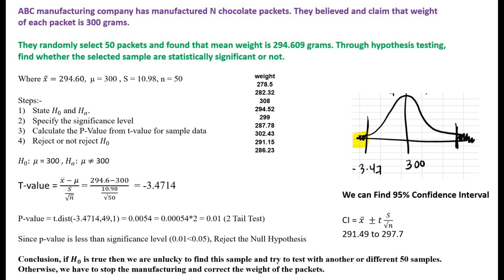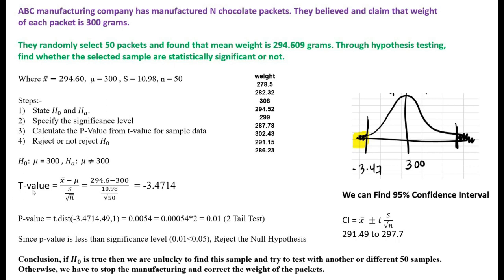Now, since the claim of the company is that each packet is equal to 300 grams, and there is an equal to sign, I am putting that in the null hypothesis. So mu is equal to 300. That would be our null hypothesis, mu equal to 300, because we believe that the weight of each packet is 300 grams. And obviously the alternate hypothesis will be mu not equal to 300.